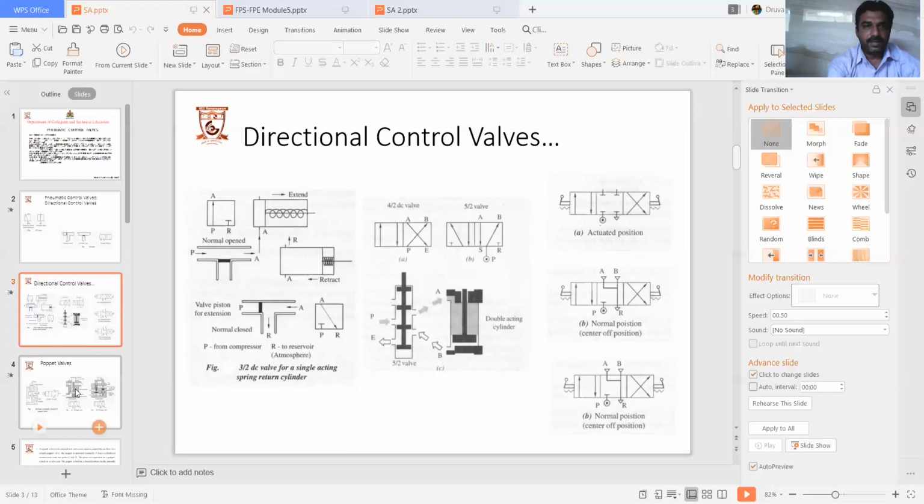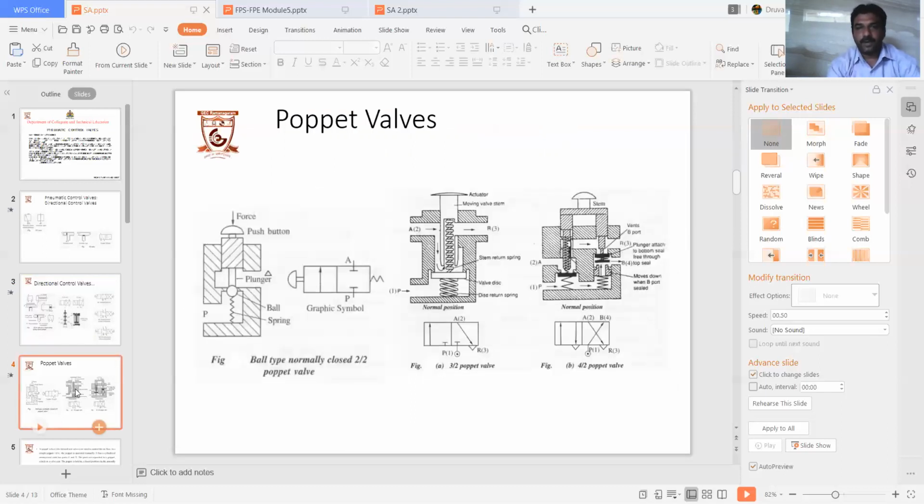The most common type of directional control valve used is the poppet valve. You can see the construction of a poppet valve. We have a push button, plunger, and a ball spring. In figure 1, you can see the construction of a poppet valve. The force is applied from the top position on the plunger, and we have a ball seated at the middle and a spring attached to the ball.